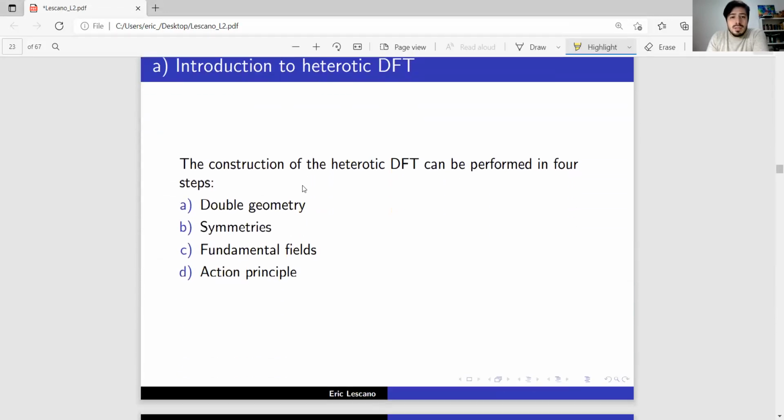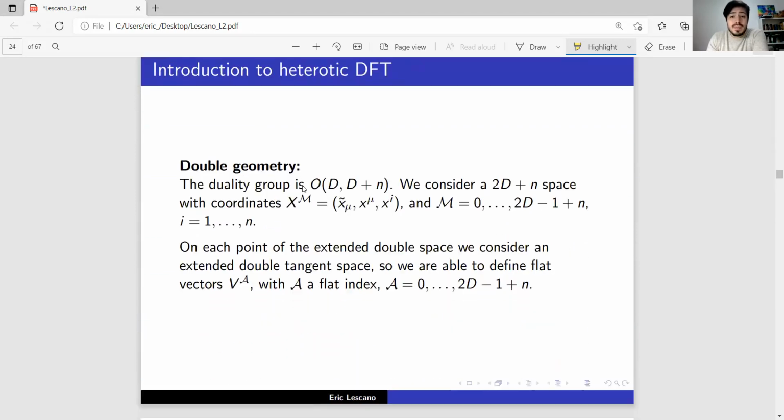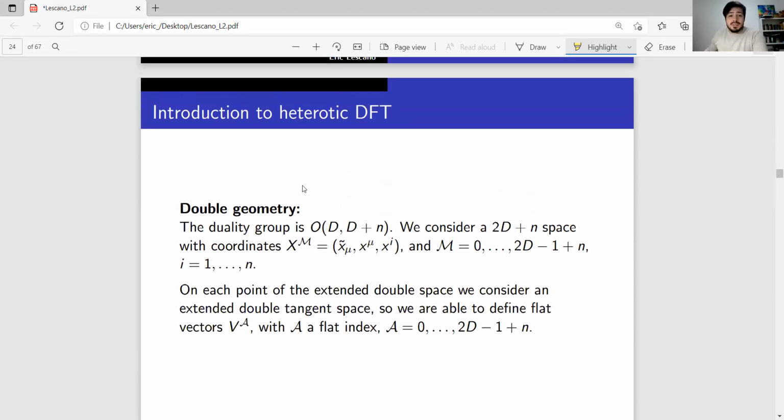So this construction can be performed in 4 steps. We are going to start with the double geometry, then with the symmetries, the fundamental fields, and finally the action principle. This story is very, very similar to Gianluca's story, but we are going to add some ingredients related to the gauge part. So the double geometry.